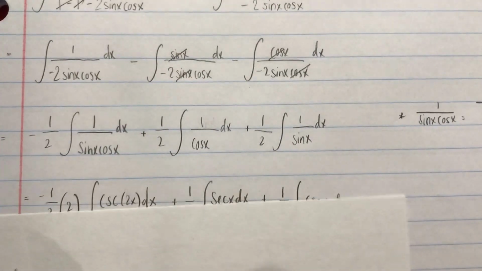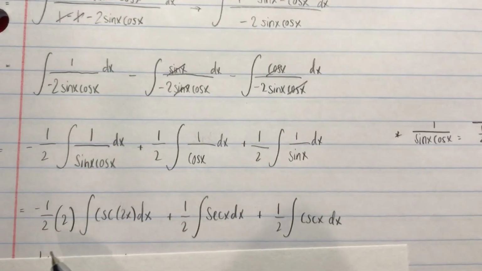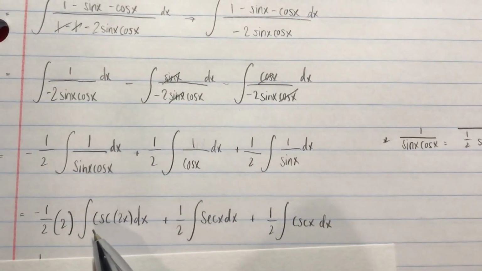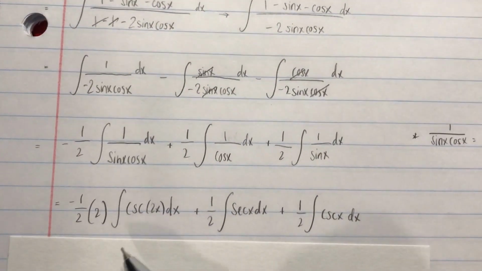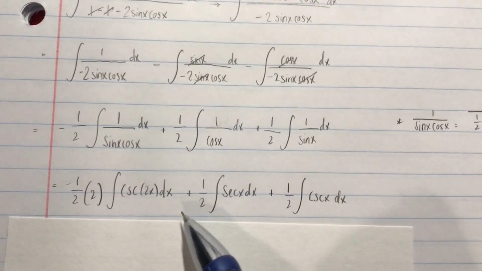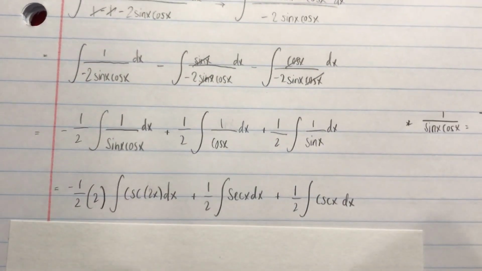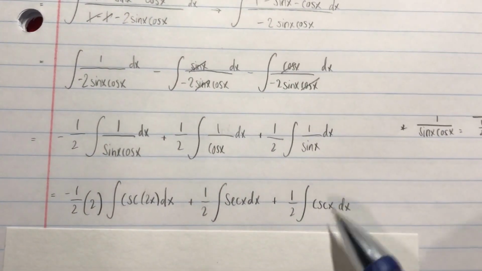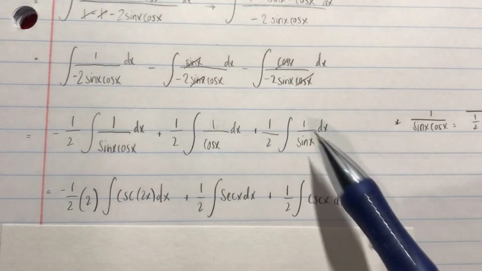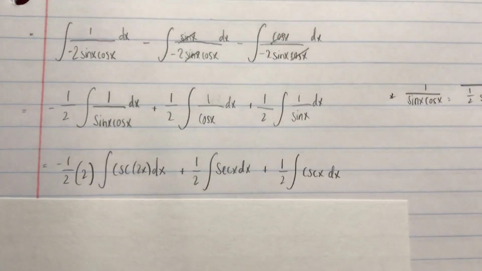When we plug all this back in, what we're left with is 1/2 times 2 that we got from this identity of the integral of cosecant of 2x dx, plus 1/2 times the integral of secant x dx, which we got from the 1 over cosine x, plus 1/2 times the integral of cosecant x dx, which we got from the 1 over sine x dx.